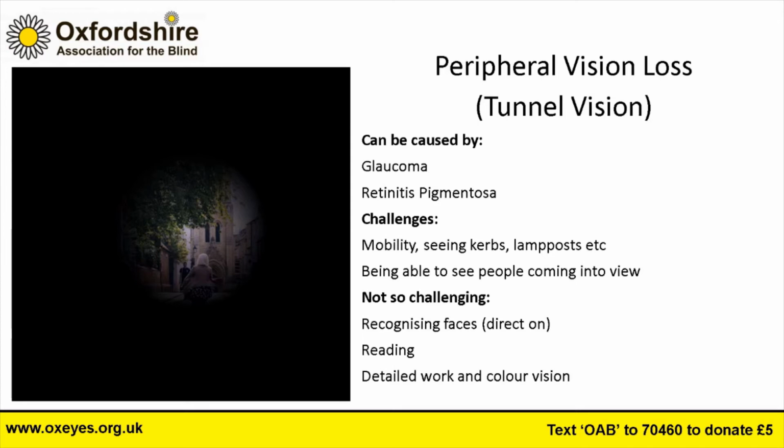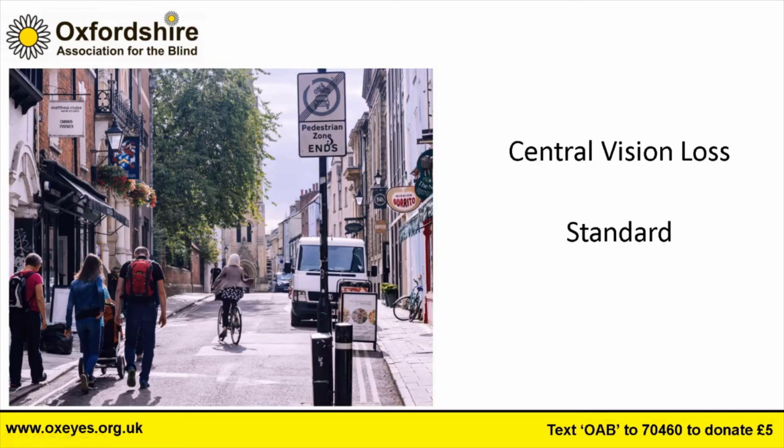And some people with tunnel vision actually use something called a minifier, where they'd actually make the text smaller. So not a magnifier, a minifier, make it smaller to fit in that central bit of vision loss. We're going to move on now to central vision loss.